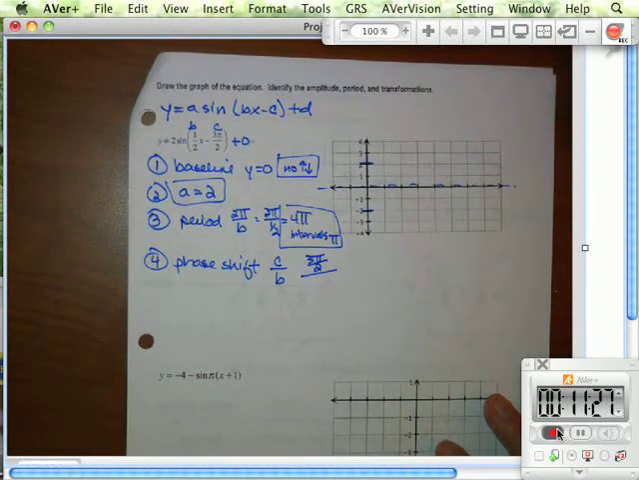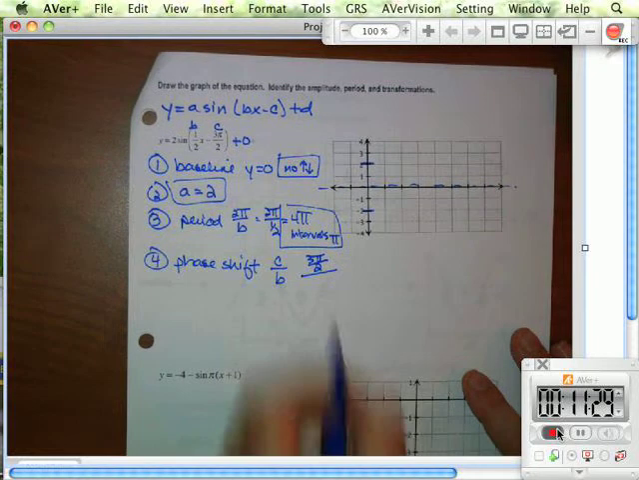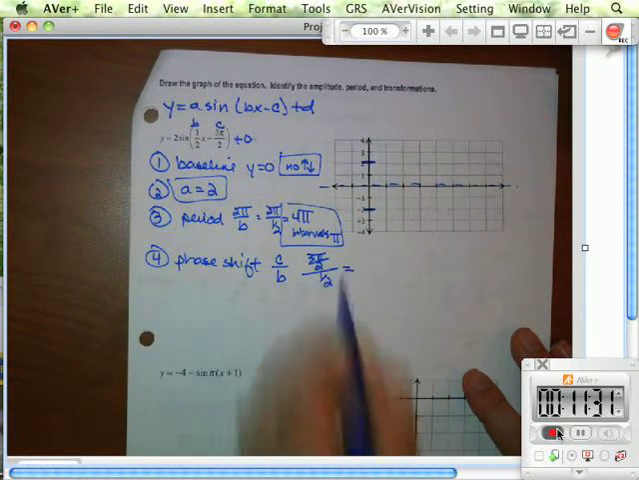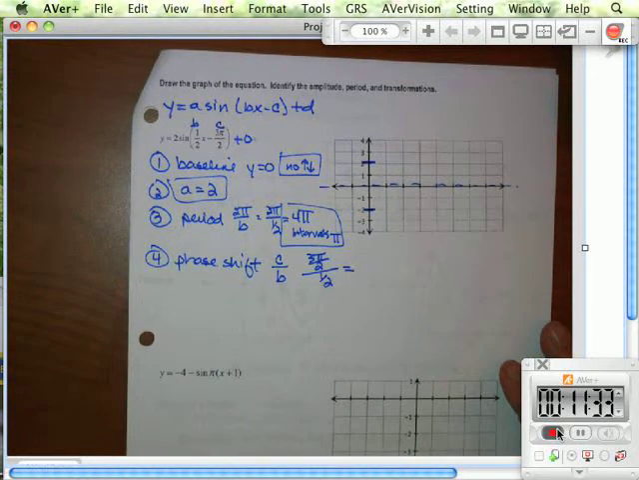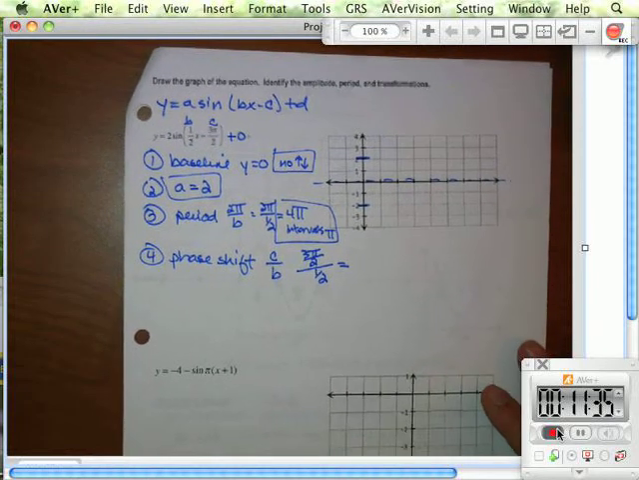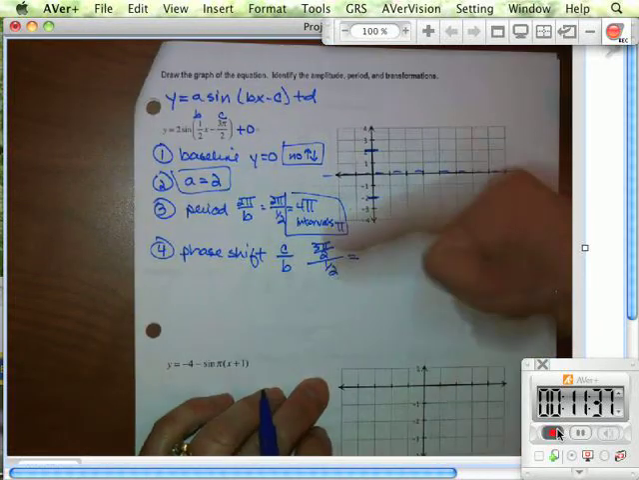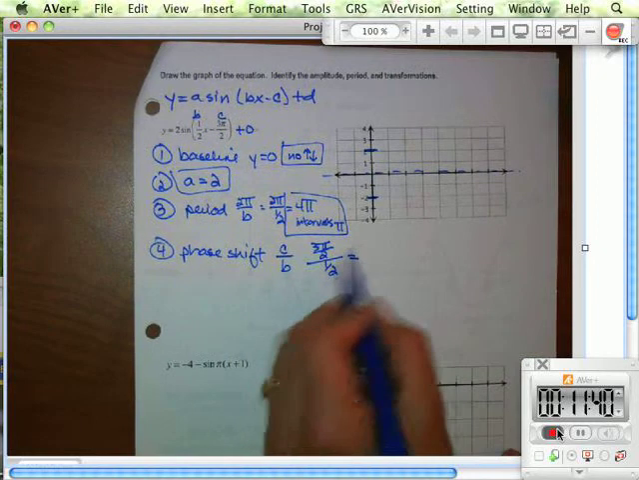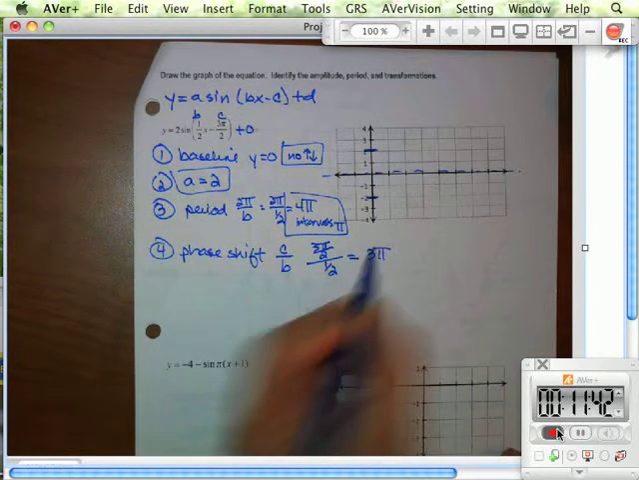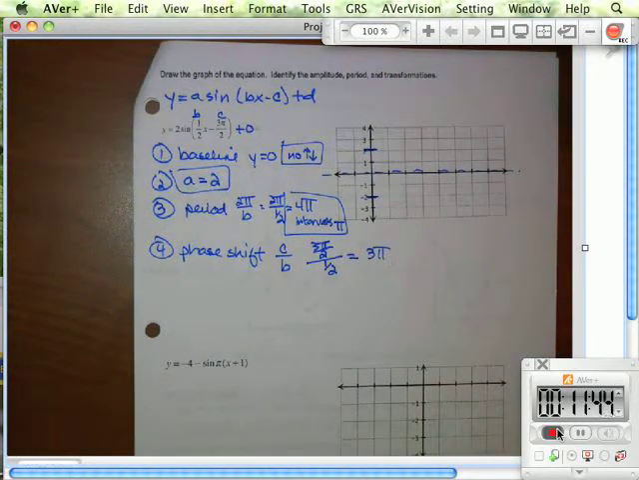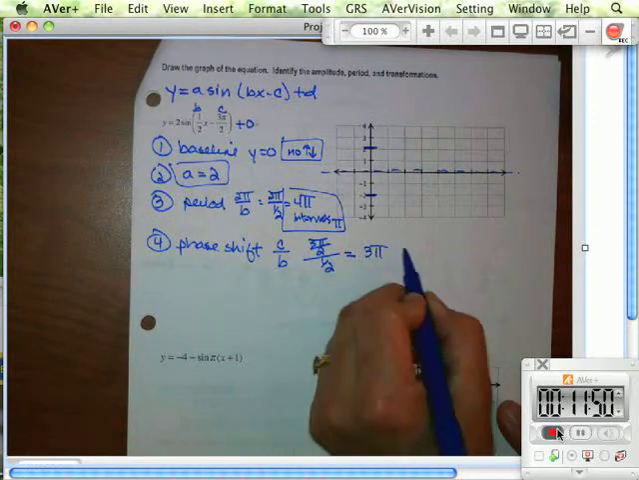And my B is what? 1/2. So to simplify that, what is the simplified form of that? 3 pi. All you do is you flip the bottom guy and multiply, and the 2's would cancel, and you get 3 pi. It's a positive 3 pi. So which way is it shifting? To the right. So it shifts to the right 3 pi.